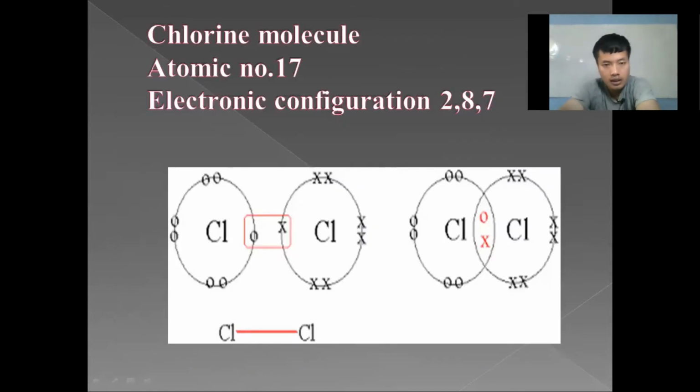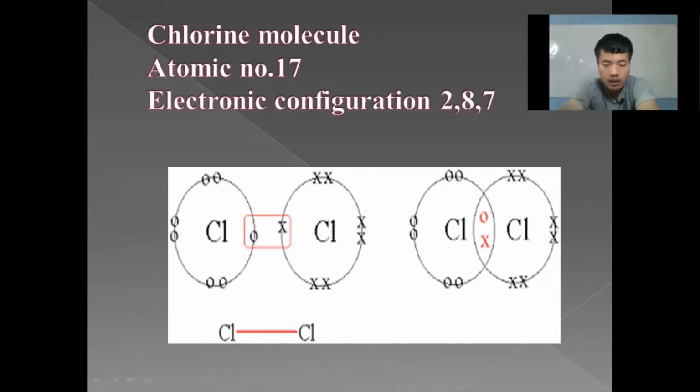Now let us see the formation of a chlorine molecule. Chlorine's atomic number is 17 and its electronic configuration is 2, 8, 7. And the valency of chlorine is 1. So when 2 chlorines come together, the first chlorine cannot give or take electrons, and the second chlorine also cannot give or take electrons, because their valency is 1 and they need to gain 1 each. So what they can do is share 1 electron each with each other and become stable.